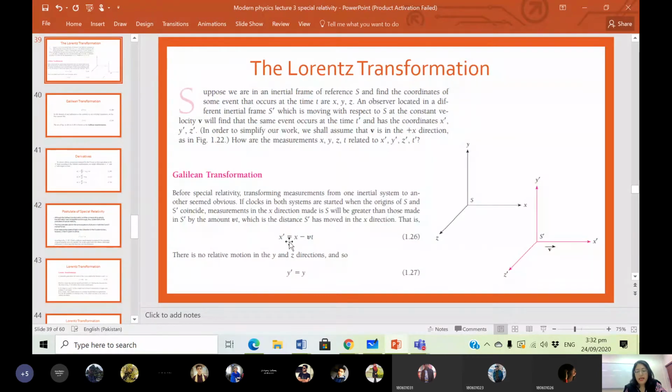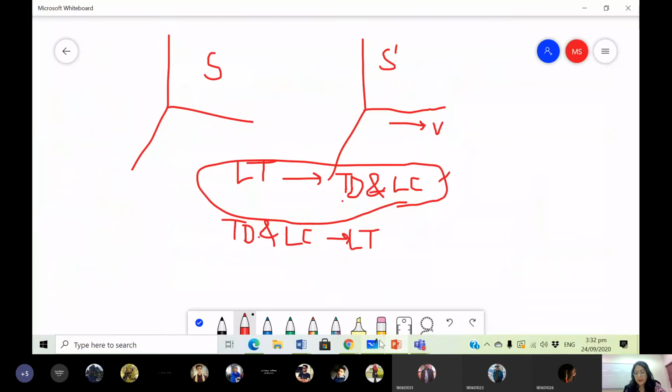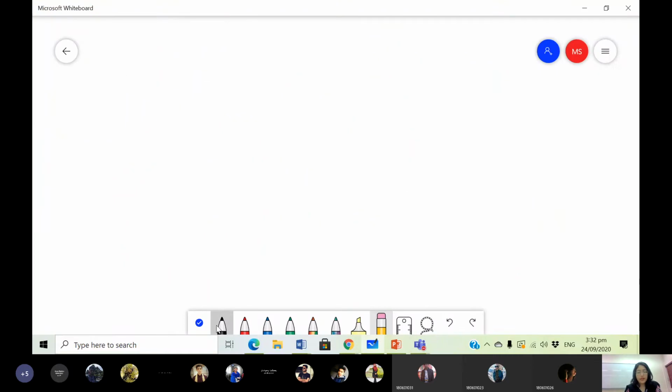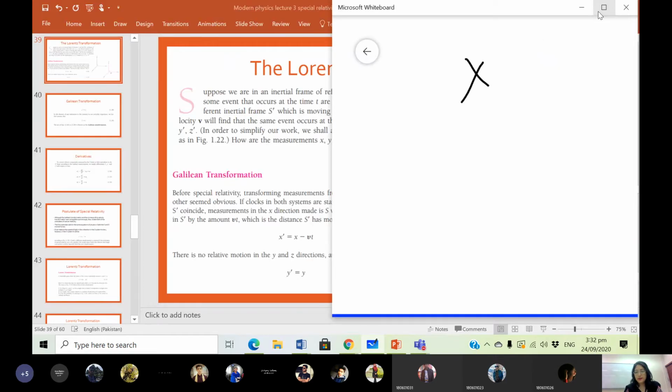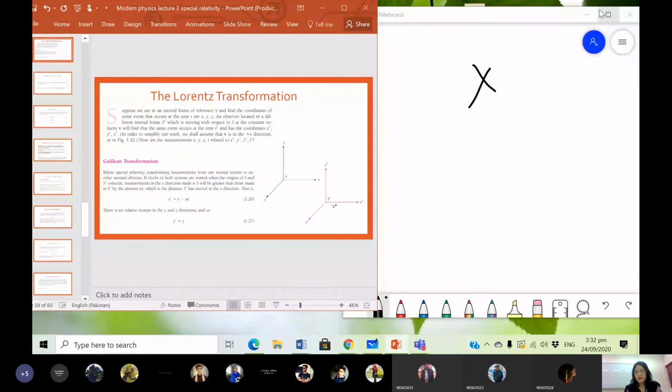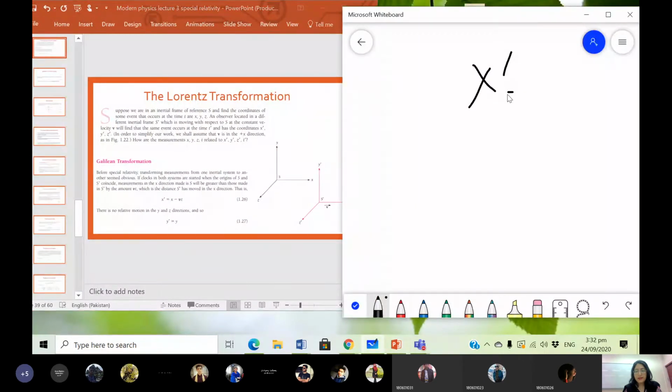Yeah, so it would be k times x minus vt, where k is some factor we want to determine. So what we're saying here is that if we have x dash, let me just do this so that we can see this together. So x dash is equal to x minus vt. Now this is a Galilean transformation.